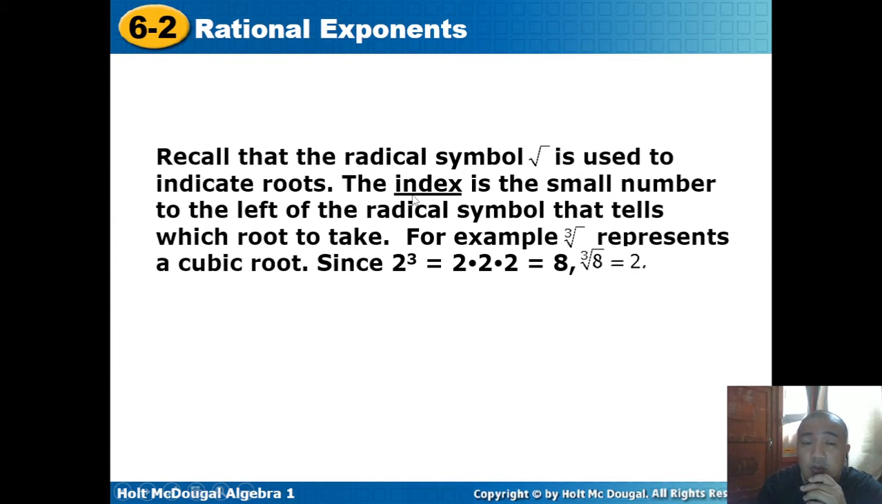So it can be square root, cube root, fourth root, fifth root, etc. The index is the small number to the left of the radical symbol that tells which root to take. For example, we have here in the symbol, it represents a cube root. Since 2 cubed is 2 times 2 times 2 equals 8, the cube root of 8 is equal to 2.